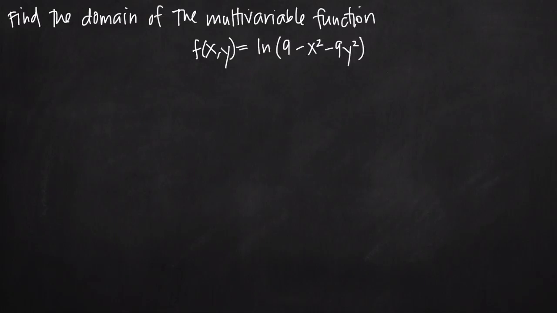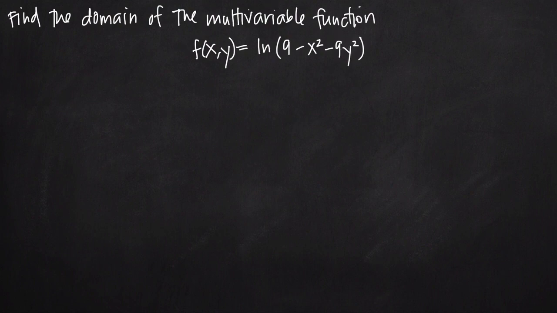Today we're going to be talking about how to find the domain of a multivariable function. In this particular problem, we've been given the multivariable function f of x, y, or you could also think of this as z, is equal to the natural log of the quantity 9 minus x squared minus 9y squared.